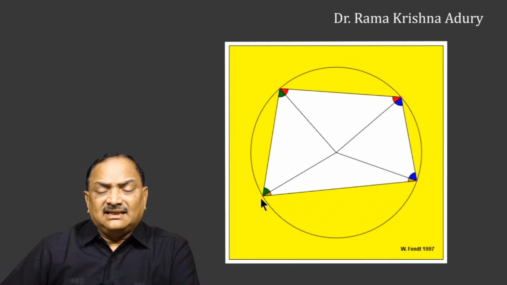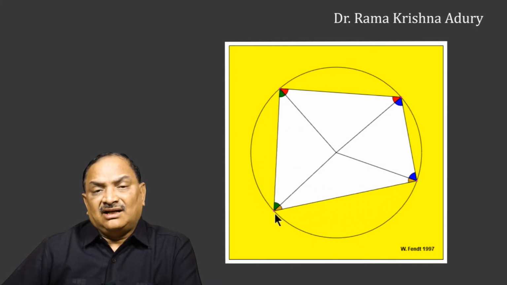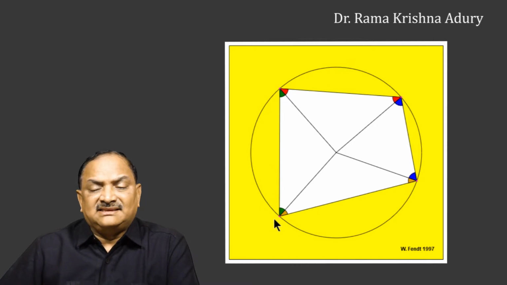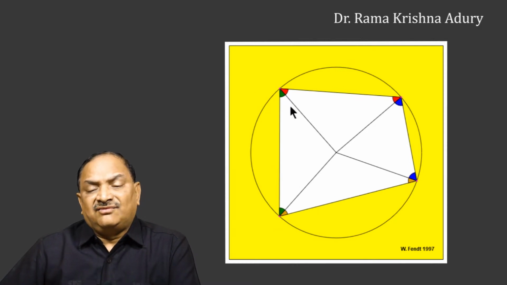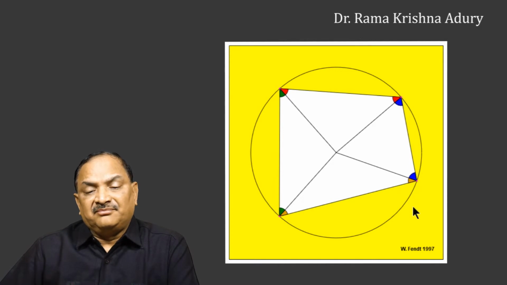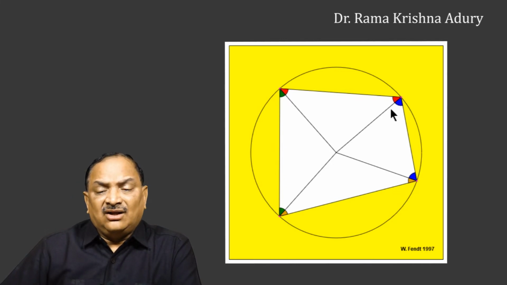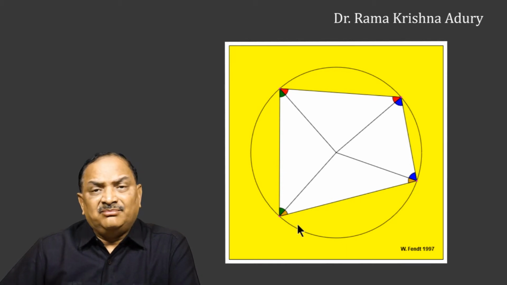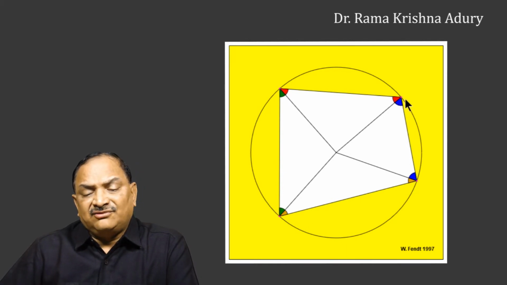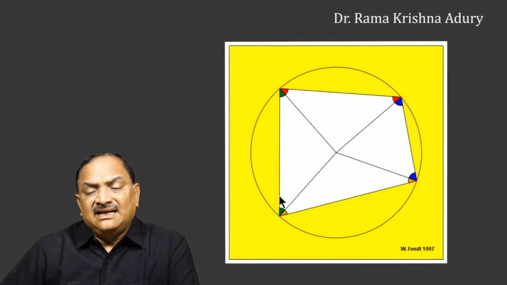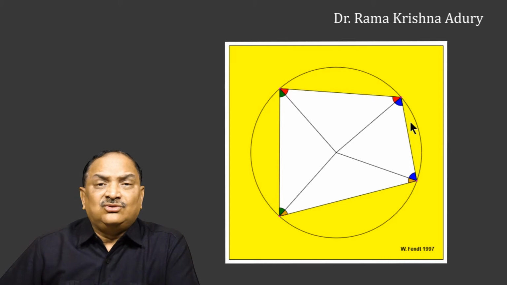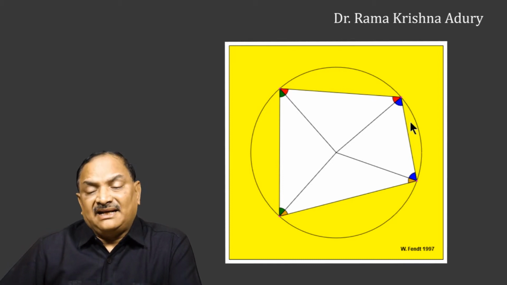And let us see a few properties of this cyclic quadrilateral. One of the most important properties here is that opposite angles of a cyclic quadrilateral are supplementary. So if you add angle A and angle C, you get 180 degrees. And angle B and angle D also give you the same sum. Angle B plus angle D, opposite angles, the sum of those two is 180 degrees. Then we say those two angles are supplementary angles.